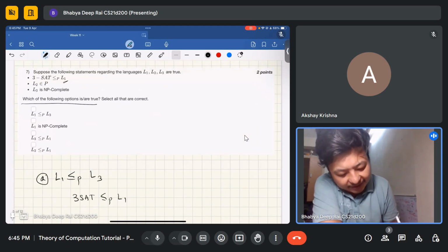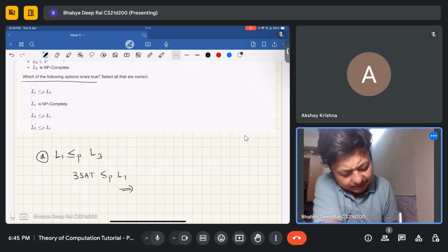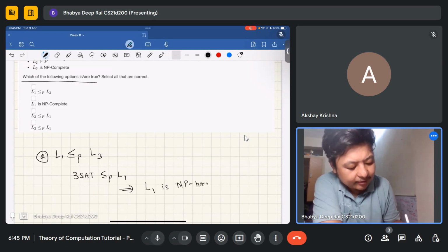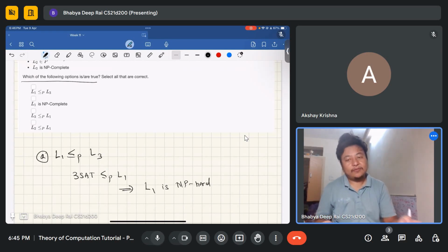3SAT reduces to L1. What does this mean? L1 is NP-hard. Remember, it's not NP-complete yet. For L1 to be NP-complete, what do we need? We want L1 to be in NP itself. So we want both conditions.